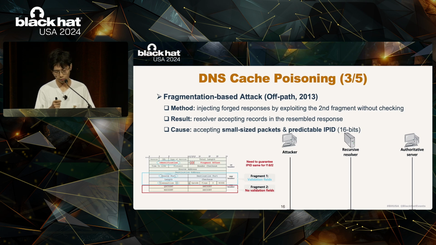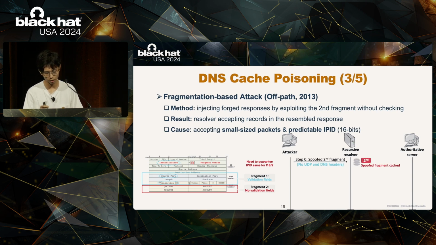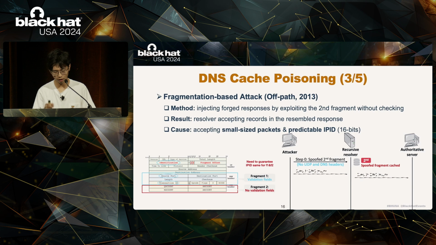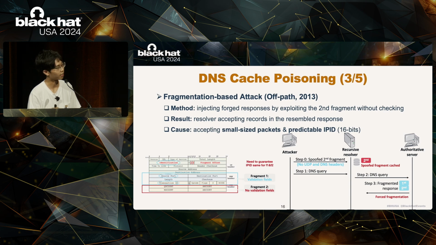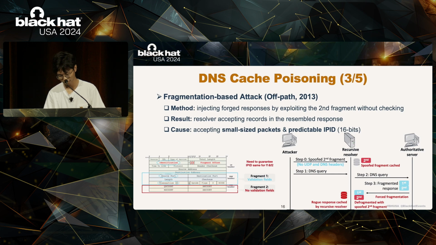So for the fragmentation-based attack, the attacker can continuously spoof the second fragment to the target recursive resolver. After the target resolver sends out a query, the attacker forces the fragmentation on the authoritative server and sends the forged fragment 2 to the resolver. Then the target resolver will reassemble fragment 1 and fragment 2, so the forged response will be cached accidentally.